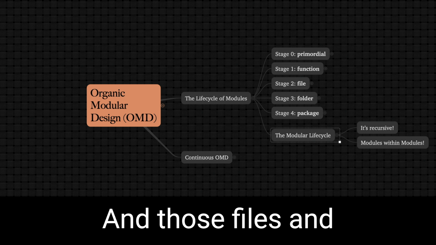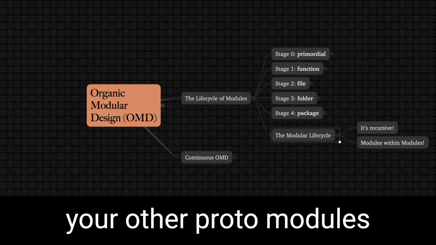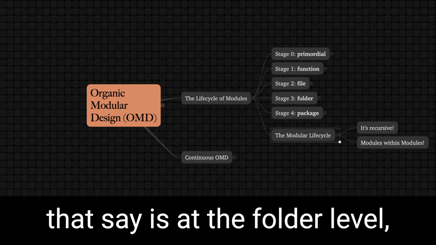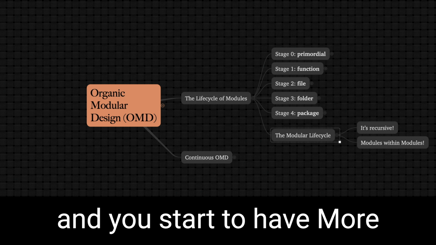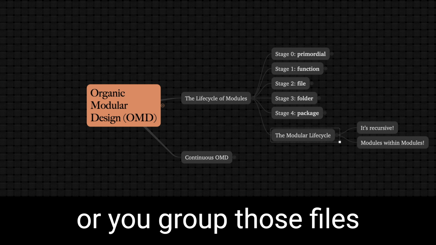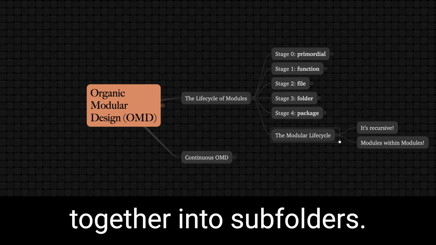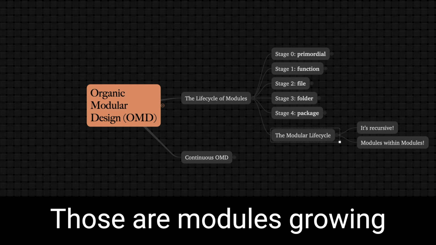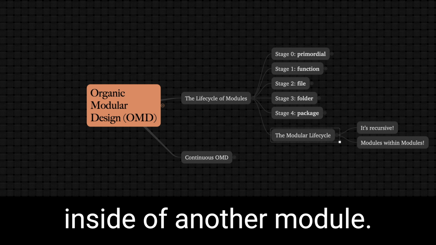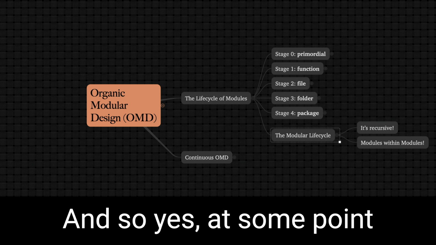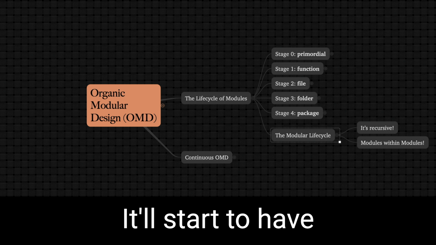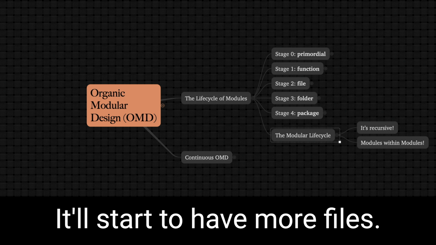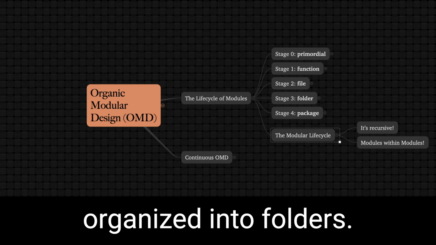And those files and functions are inside one of your other proto modules at the folder level. And maybe that happens and you start to have more files at that folder level, or you group those files together into subfolders. Those are modules growing inside of another module. And so yes, at some point you'll have a packaged up module, and guess what happened in that module? It'll start to have more functions. It'll start to have more files. It'll start to have those files organized into folders.